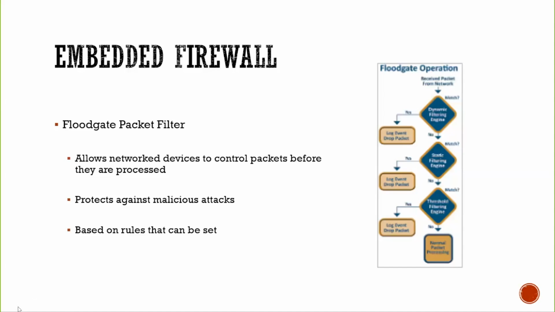First, a packet is received from the network. The dynamic filtering engine logs events and drops packets if the rules are met. If the rules don't match, the static filtering engine reviews packets and determines whether to log events and drop packets if rules are met. If rules don't match, it will go to the next step. The threshold filtering engine reviews packets and determines whether to log events and drop packets if the rules are met. If rules don't match, then normal packet processing is continued.